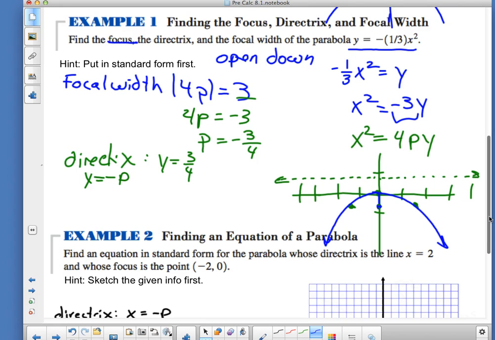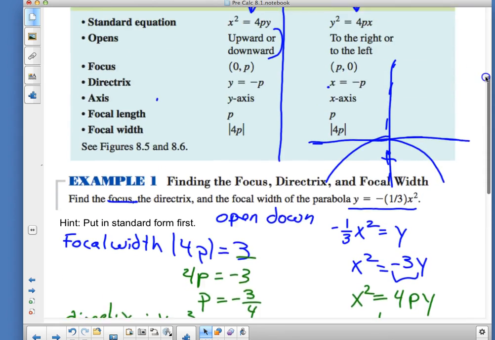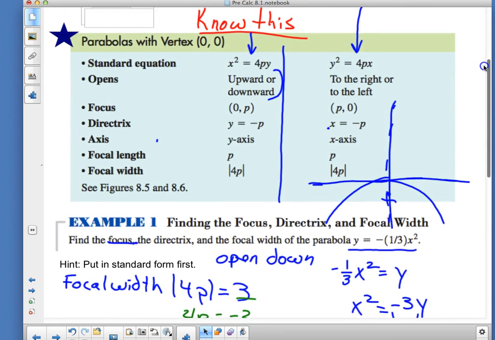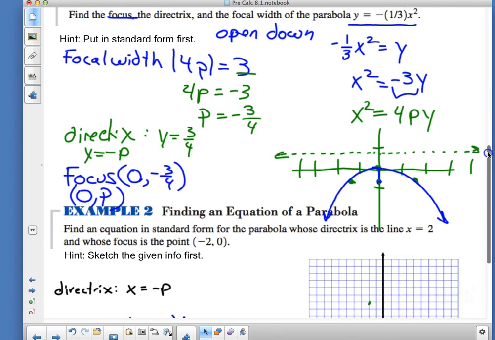Well, my focus is at 0, -3/4. Okay, my focus is at 0, -3/4, because that's at 0, P. When I look up, my focus is at 0, P when it opens up and down. The next thing, the directrix, we got that covered. The focal width, we got that covered, and we even kind of graphed our parabola. Okay. Are you okay with what I did? We're going to step through another one together, and then you guys will do the last one.